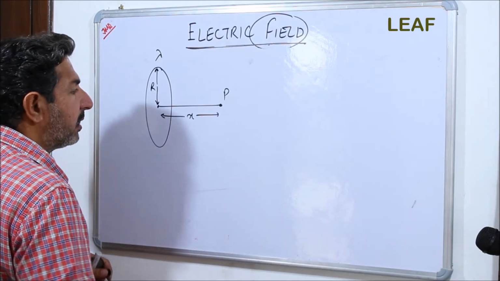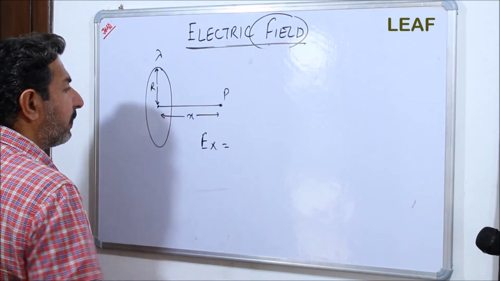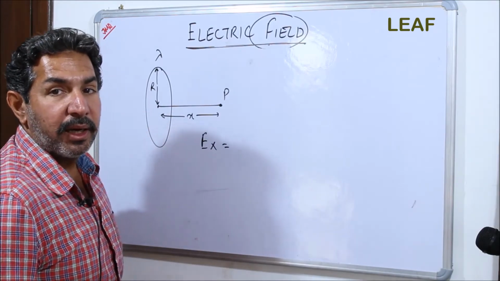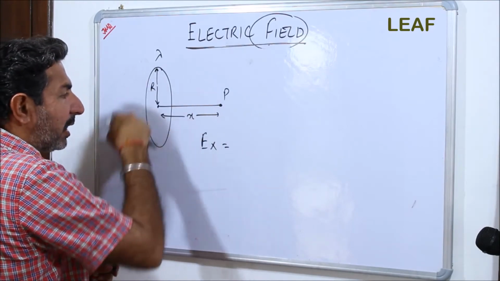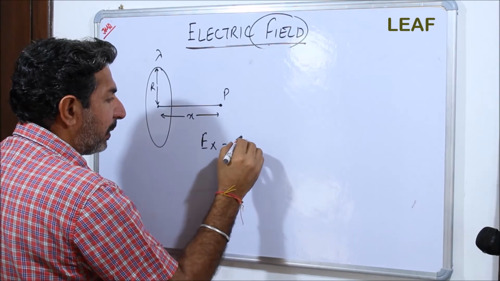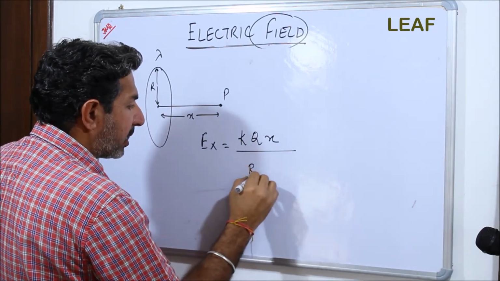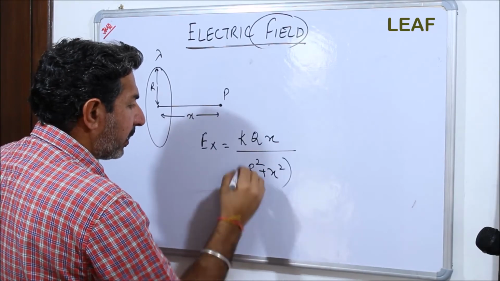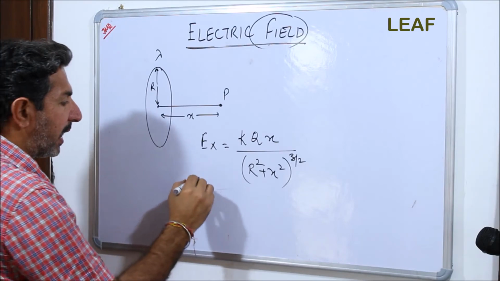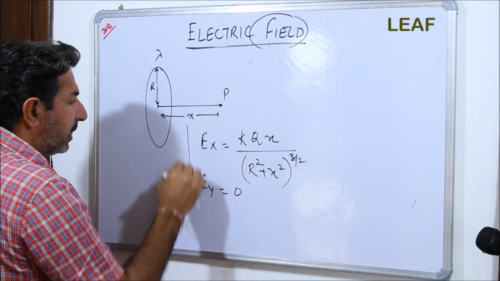I'm not going to go for the derivation. Directly I'll write the value of Ex, because Ey in this case is going to vanish, because symmetrically Ey is going to vanish. Ex will sustain, and its value will be equal to kqx upon r square plus x square raised to the power 3 by 2. That is the value of Ex, and Ey being symmetrical comes out to be 0.